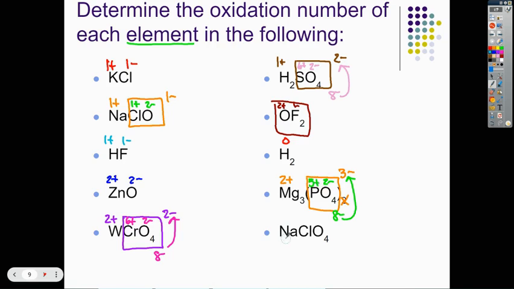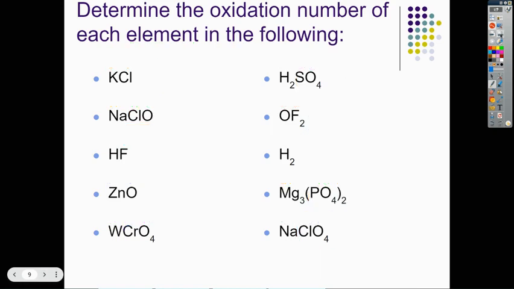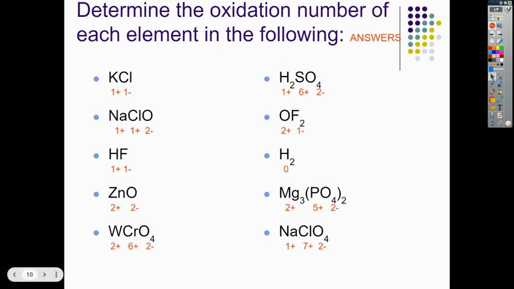And then down at the bottom, sodium perchlorate. Sodium's in column 1, so that's a 1 plus. Perchlorate is a 1 minus ion. And if we do our charges on the inside, here is our 2 minus for oxygen. 2 times 4 gives me 8 minus. 8 minus minus the 1 will give me chlorine with a 7 plus. So those are our oxidation numbers. And as you can see in the notes, over on this next slide, I go through and I make sure that you have the correct number so that you can practice these on your own.